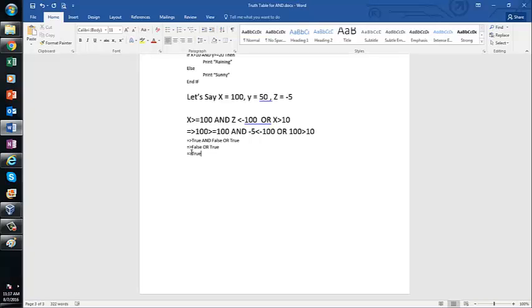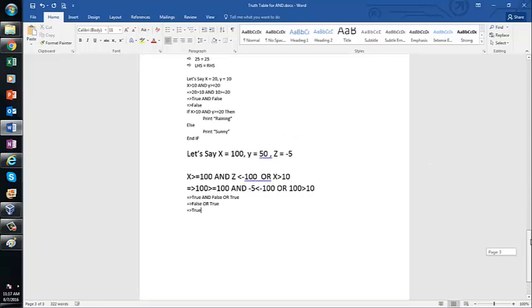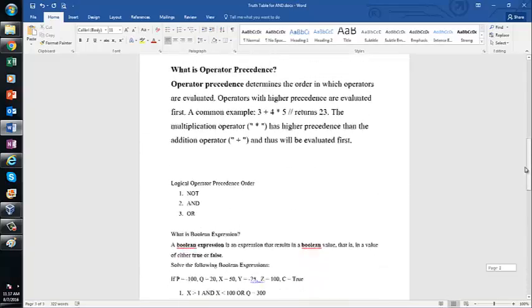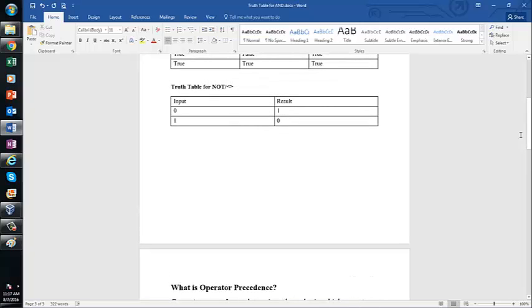Now let's take a look at the NOT condition. Can you see here? I have a truth table for NOT. If your input is 0, then it brings a 1. It is definitely correct. So if your input is true, then it brings the opposite. You can replace it: 0 means false.